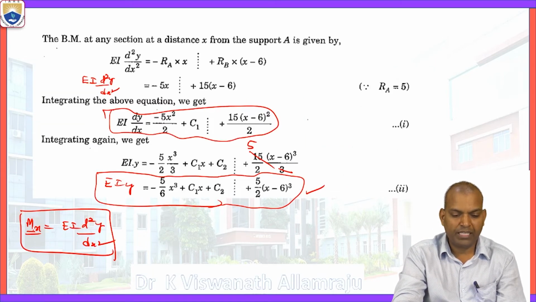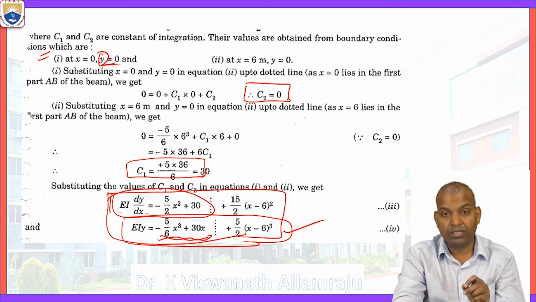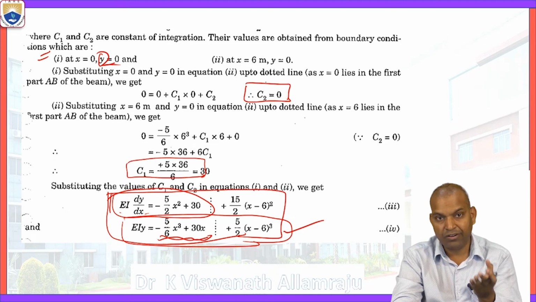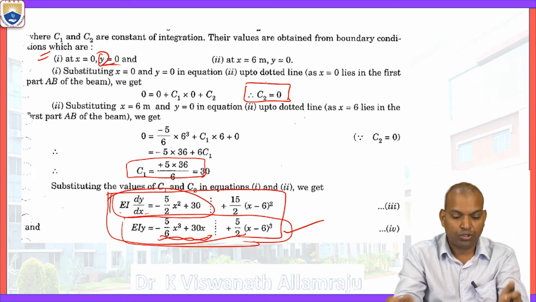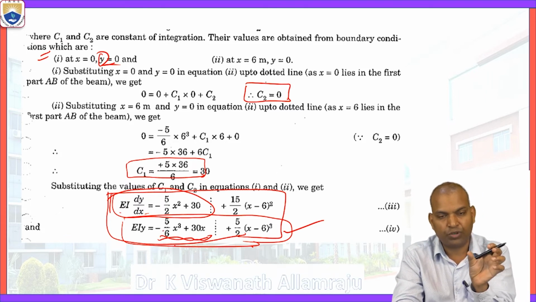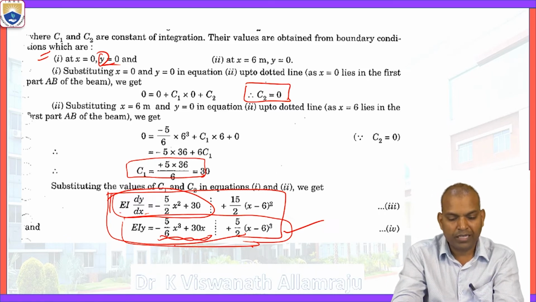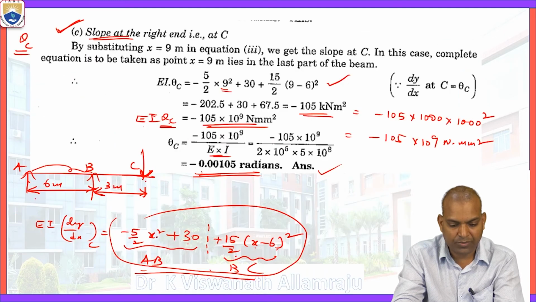Based on the x value, we have to consider the part. If the x value is more than 6 meters, then you have to consider the total equation, the first part and second part also. That means the first part is considered here. Why? The x value comes between the two supports, that is 6 meters. That is minus 5 by 6 x cube plus 30 times x.